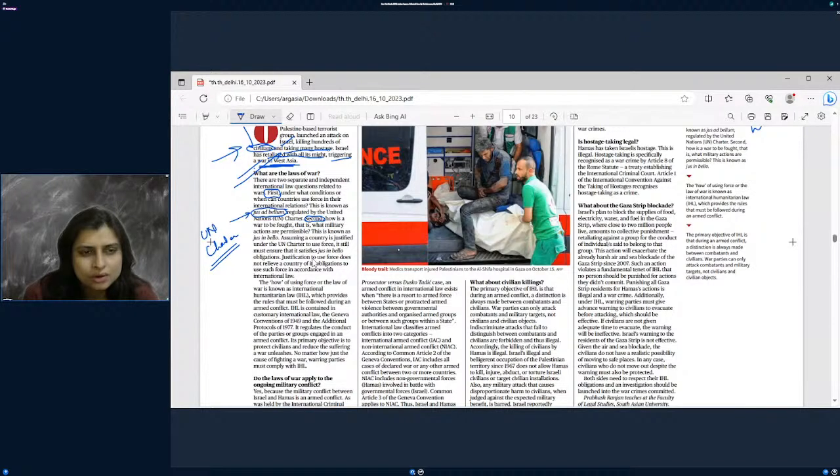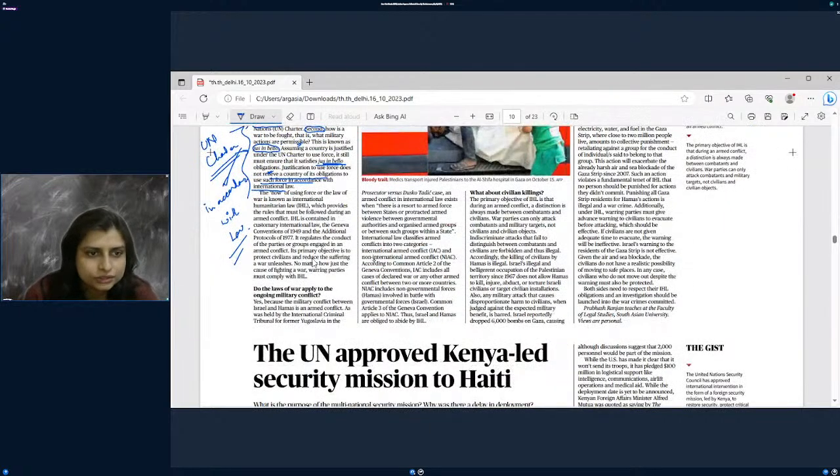Then the second is: how is war to be fought? That is, what military actions are permissible, and this is known as jus in bello. Assuming a country is justified under the UN Charter to use force, it still must ensure that it satisfies its jus in bello obligations. Justification to use force does not relieve a country of its obligation to use such force in accordance with international laws. That means no matter what you are doing, you have to do things in accordance with law. And what is that law? That is your international law.